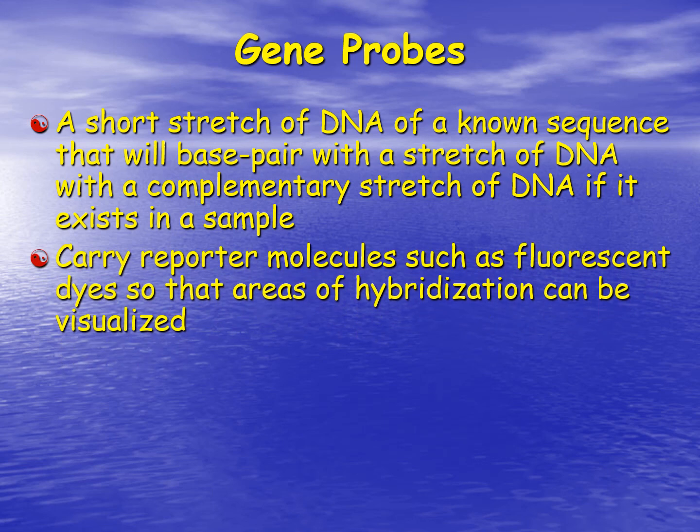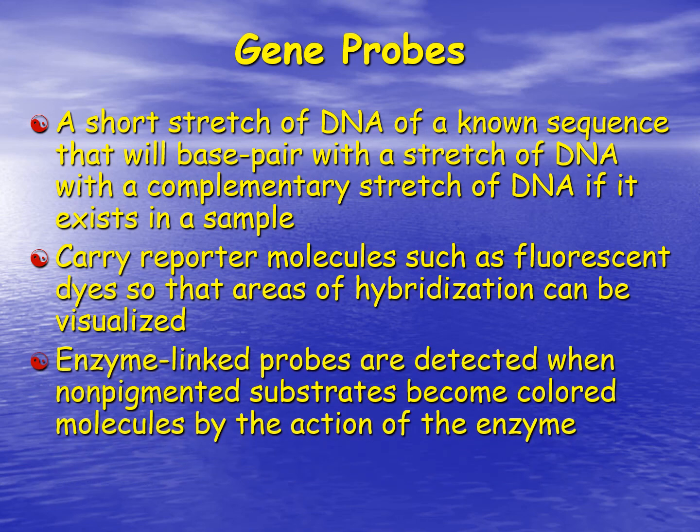The carrier probe usually will then be processed with either a fluorescent dye so that if hybridization does occur, it can be visualized, or some other sort of marker. Enzyme-linked probes are detected when non-pigmented substances become colored when hybridization occurs.